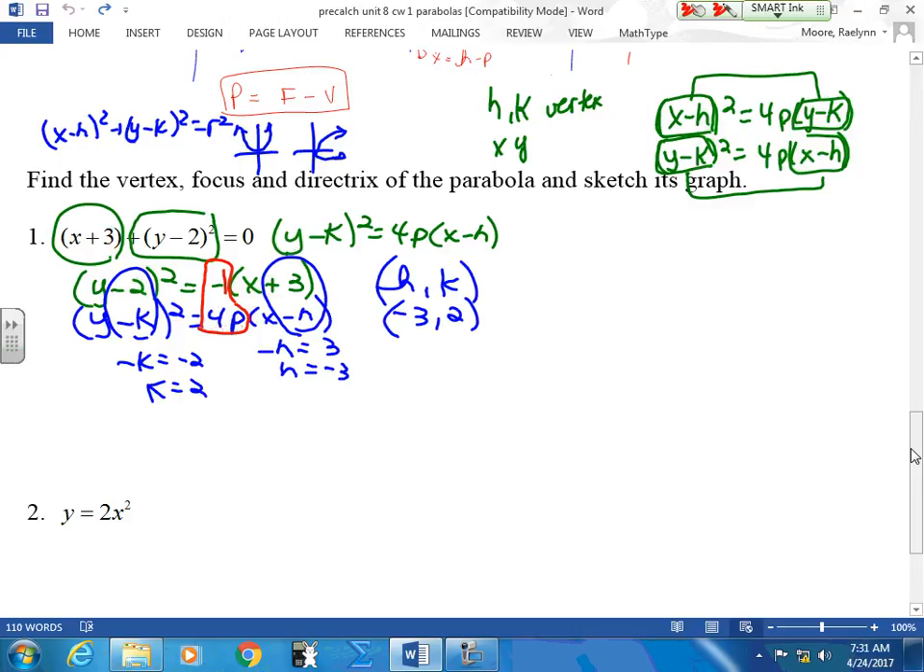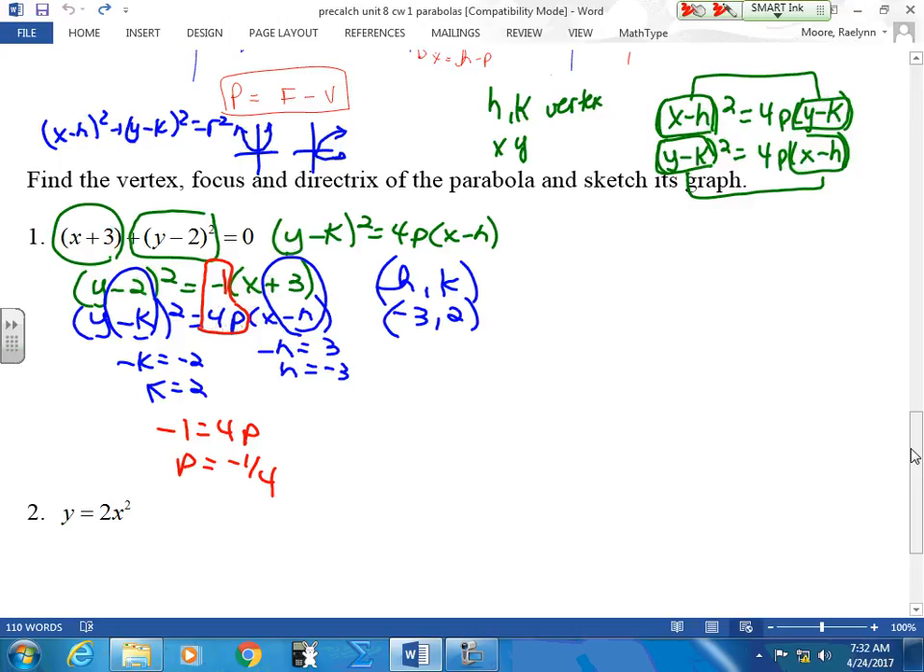So all we're going to do, I put a 1 here just so that you'd see the number here instead of a negative. So -1 is equal to 4p. So we're going to solve for p. P is equal to -1/4. That means from my vertex, it's going to move 1/4 unit over both ways from the vertex. Inside gives me a focus, outside gives me a directrix.